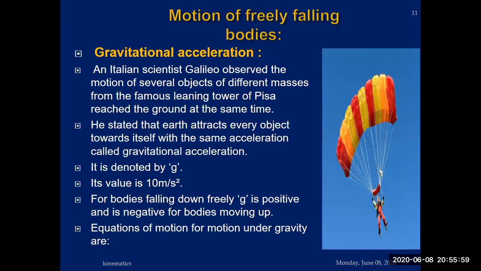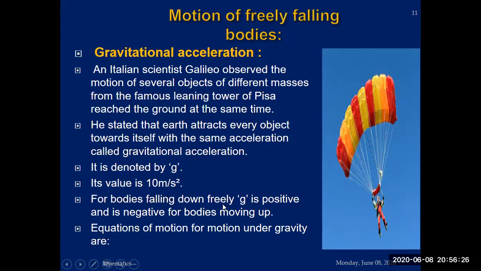An Italian scientist, Galileo, observed that objects of different masses dropped from the famous leaning tower of Pisa reached the ground at the same time. So what was the conclusion? He stated that Earth attracts every object towards itself with the same acceleration, called gravitational acceleration. It is denoted with g, and its value is 10 meters per second squared.